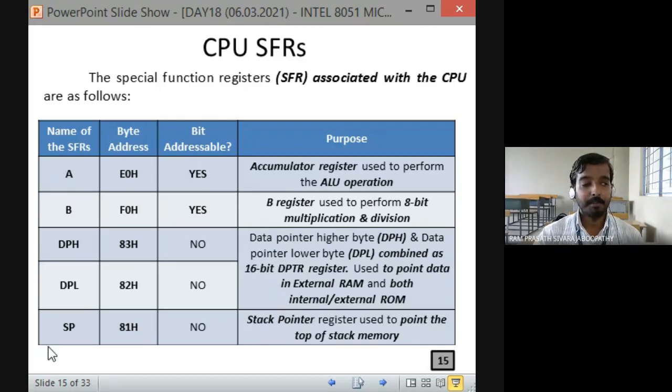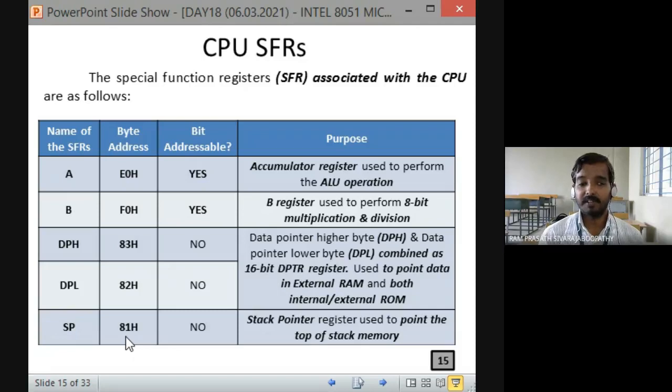Then SP, obviously it is stack pointer register. SP stands for stack pointer register. The byte address is 81. That means in your program, whether you use SP or 81H, it is the stack pointer. So here in 8051 microcontroller, these SFRs can also be used with address.